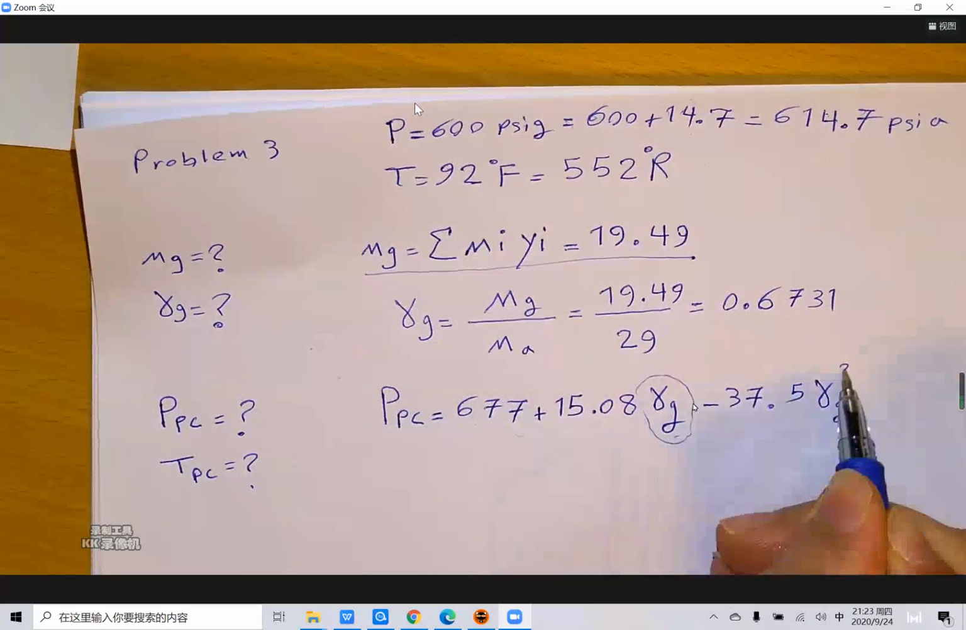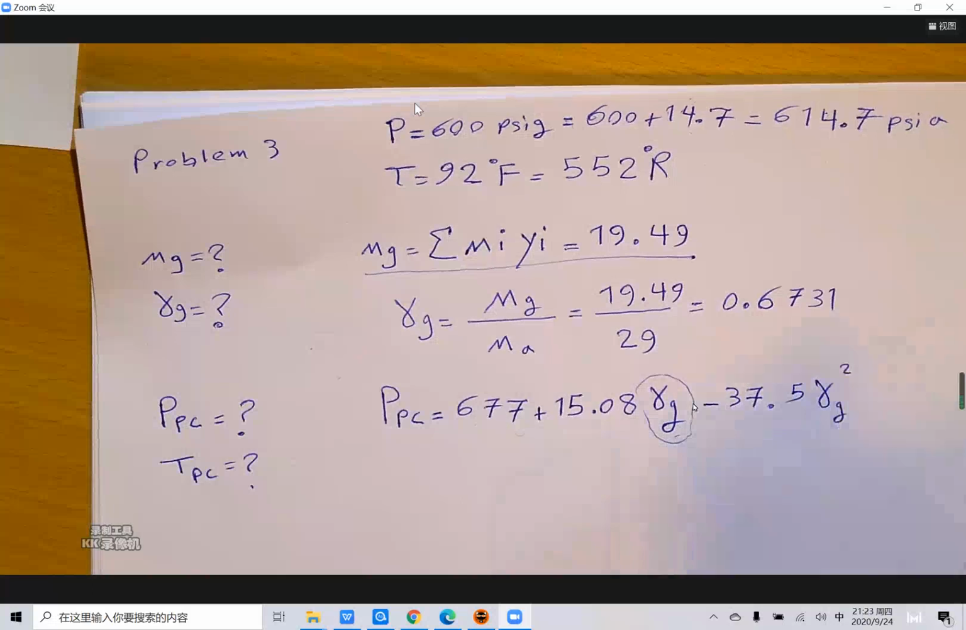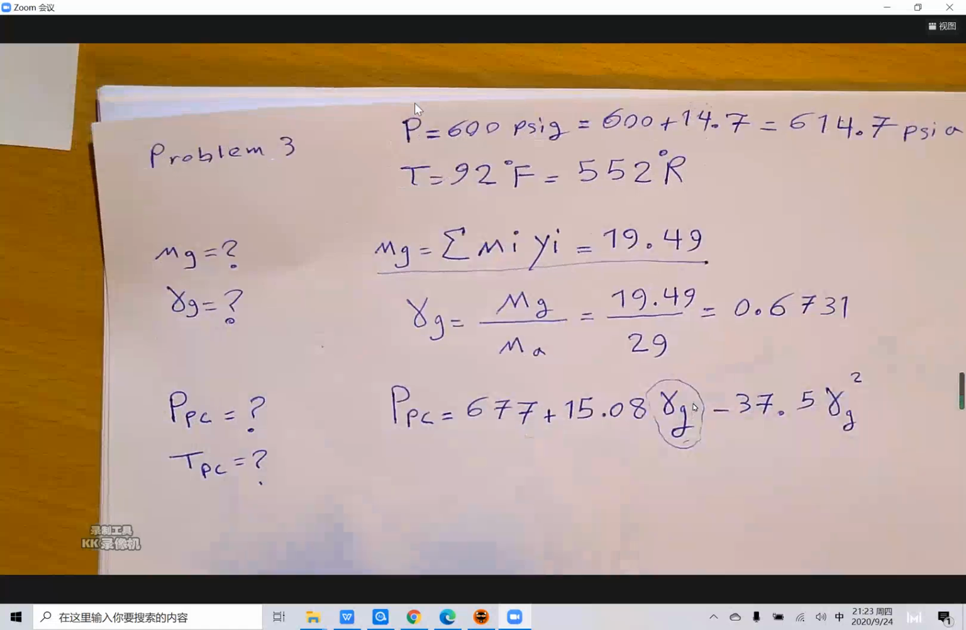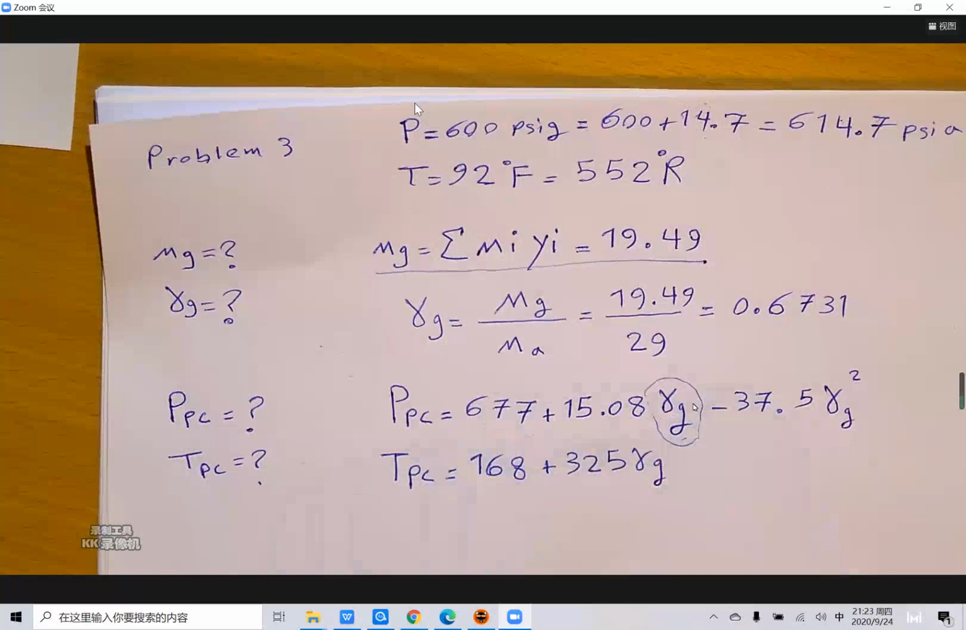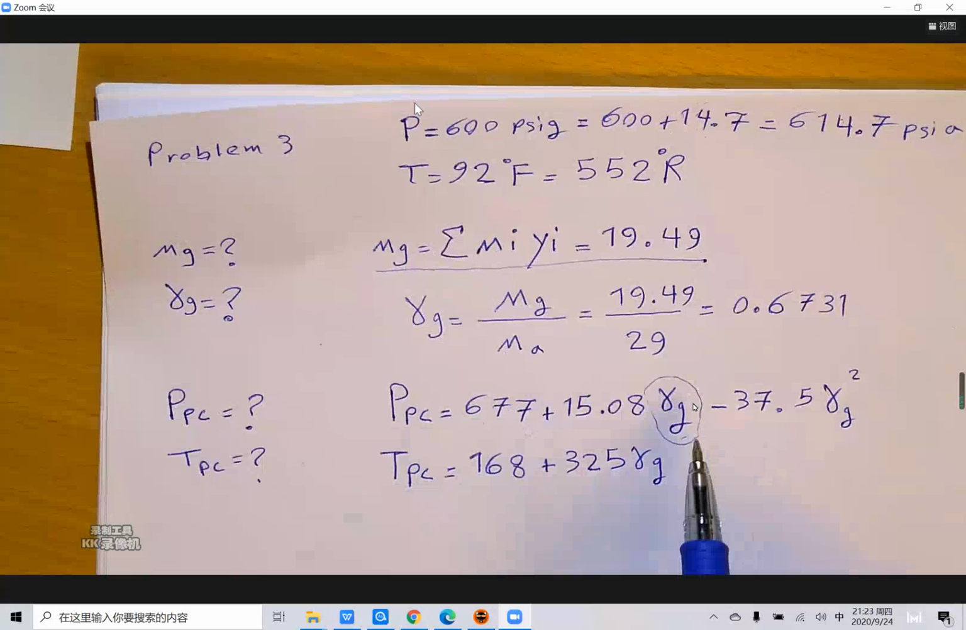So this is the specific gravity of the gas squared. And then for pseudocritical temperature, we have this equation. Where do those equations come from? They weren't in the compendium, but in this question we have to find the pseudocritical pressure and temperature in 2 ways. One way is by having the specific gravity of the gas, and the other way is using the table that I showed you.